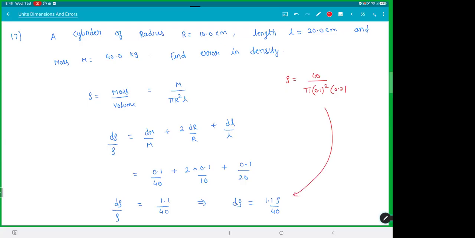So I will leave it there. I should have asked you for percentage error. Clear with this? So they ask you simply error, they're asking me for d rho. Next one.